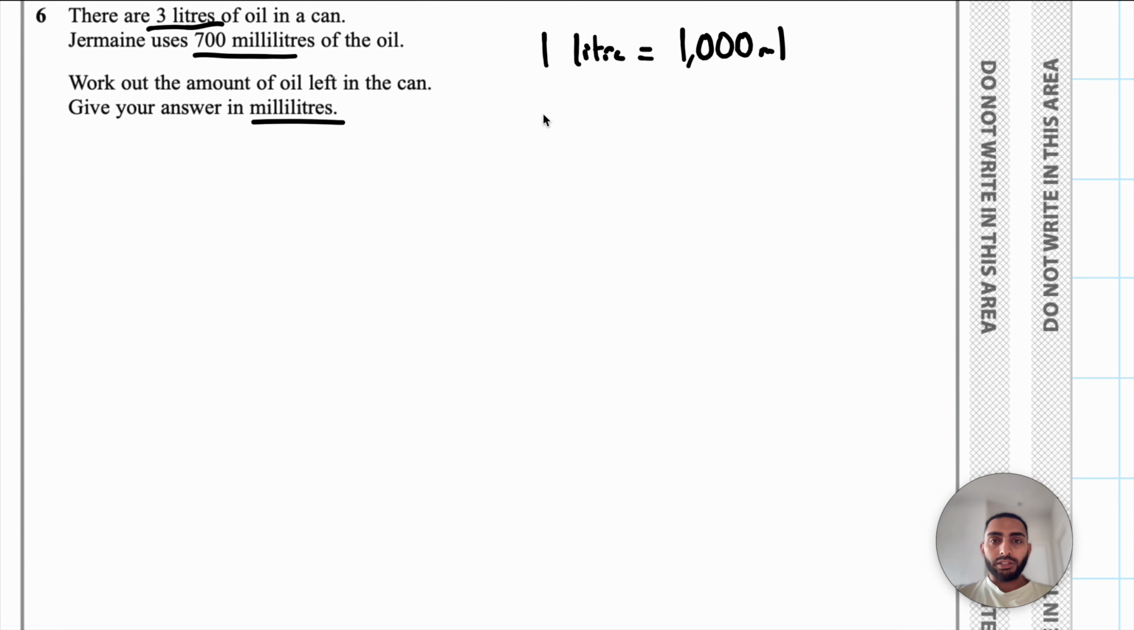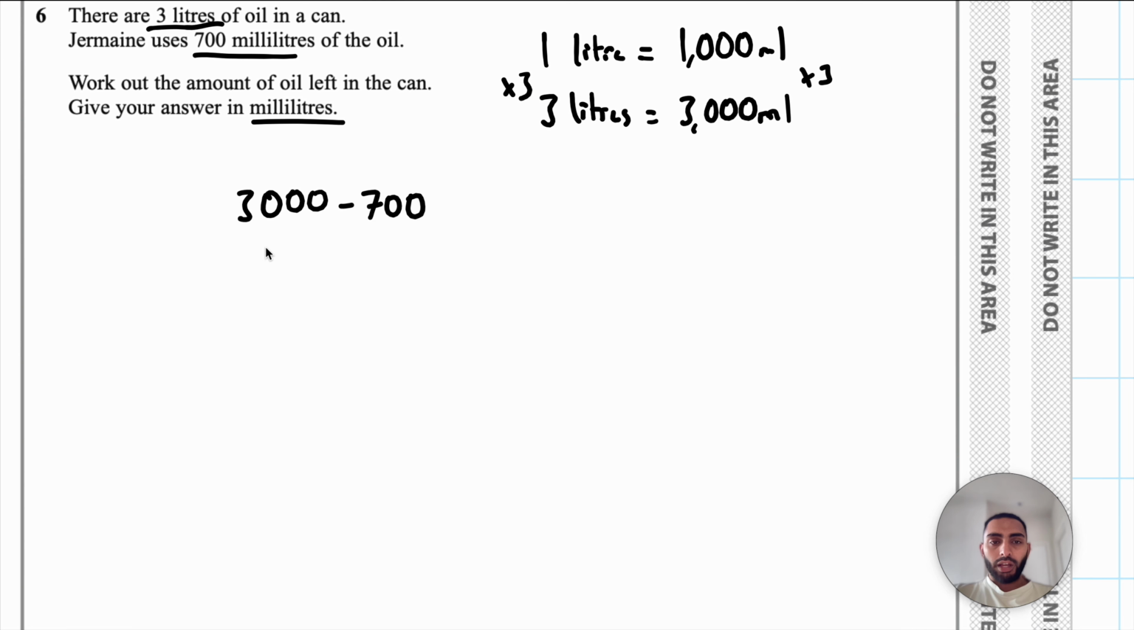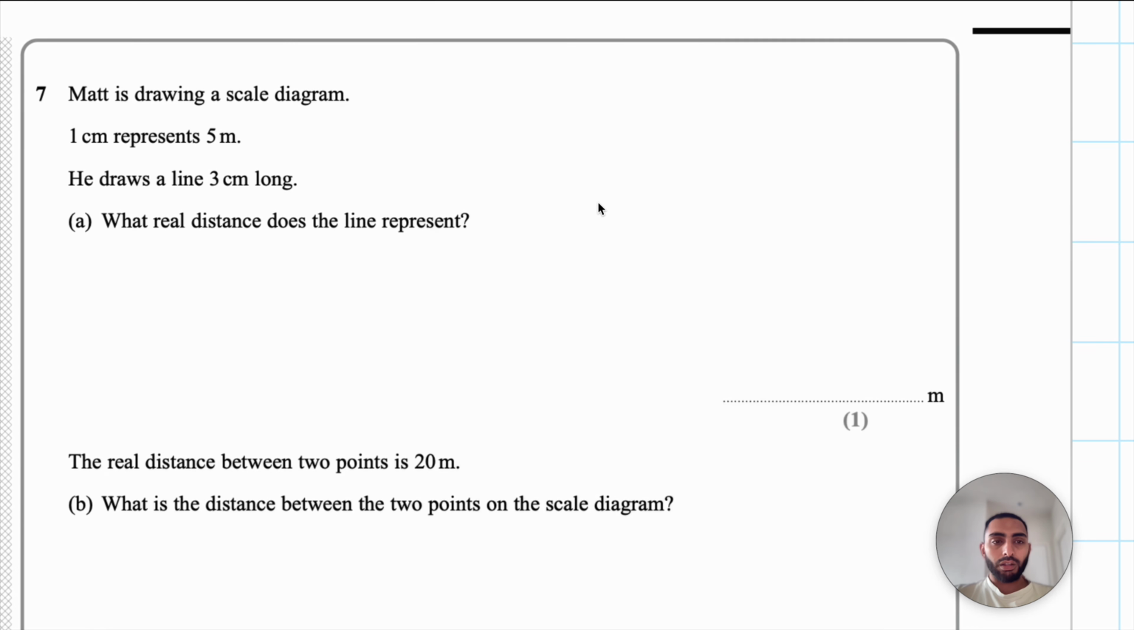How much would 3 litres be? So I need to find 3 litres. On the left-hand side, what have I multiplied by to get from 1 to 3? I multiplied by 3. So on the right-hand side, I need to do the same thing. 1000 multiplied by 3, which would be 3000 millilitres. Germaine uses 700 millilitres, so I need to take 700 away from 3000. You could think of this as 30, take away 7, which is 23, and it's going to be 2300. So it's 2300 millilitres.